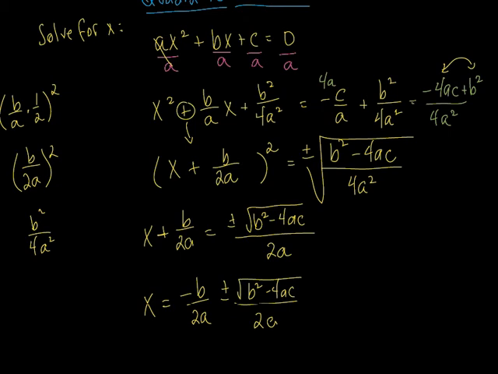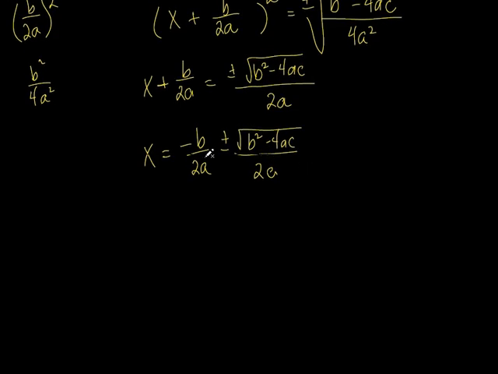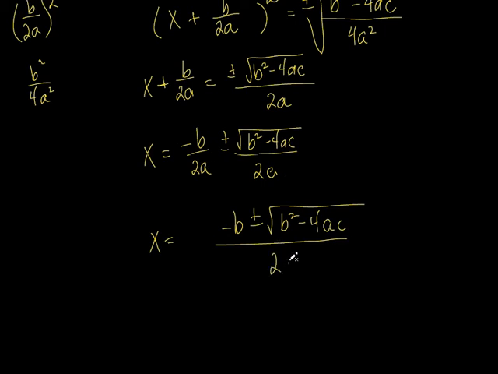But to make it look a little prettier, they both have the same denominator, don't they? So instead of writing them as two separate things with two separate denominators, let's put it all over one denominator. So what do we have on top then? Negative b plus or minus the square root of b squared minus 4ac. And that whole thing is over what? 2a. And there it is. We just came up with it, didn't we? By completing the square.